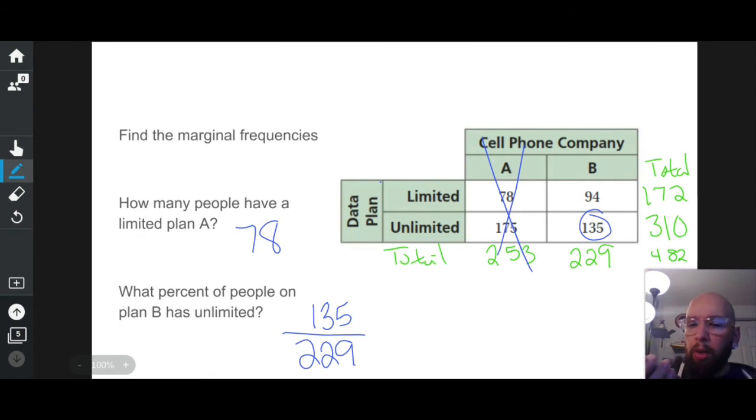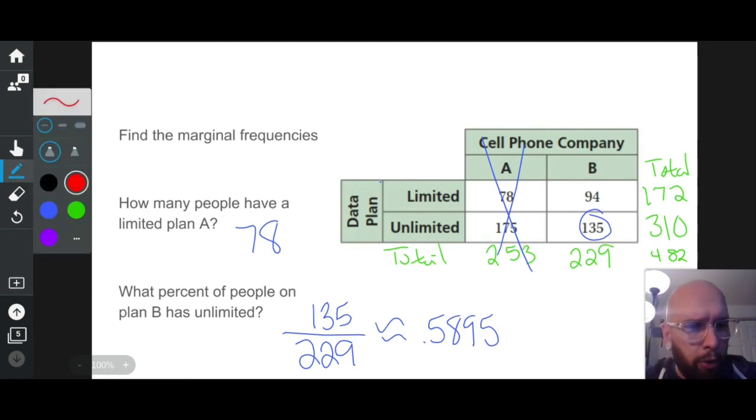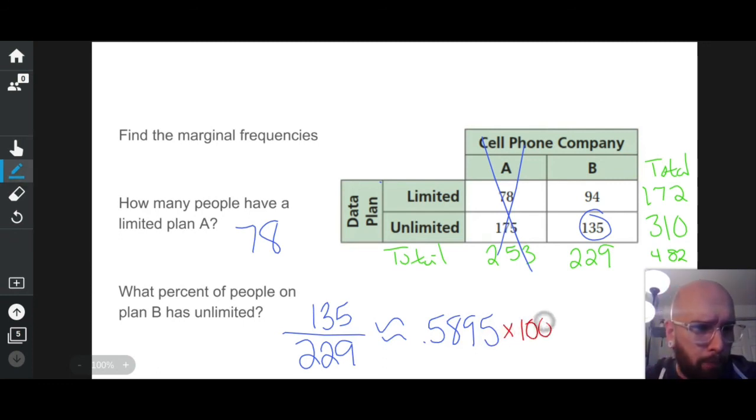What is 135 divided by 229? It's about 0.5895. Is that a percent yet? Nope. Got to multiply it by 100. And so my final answer is going to be 58.95%.